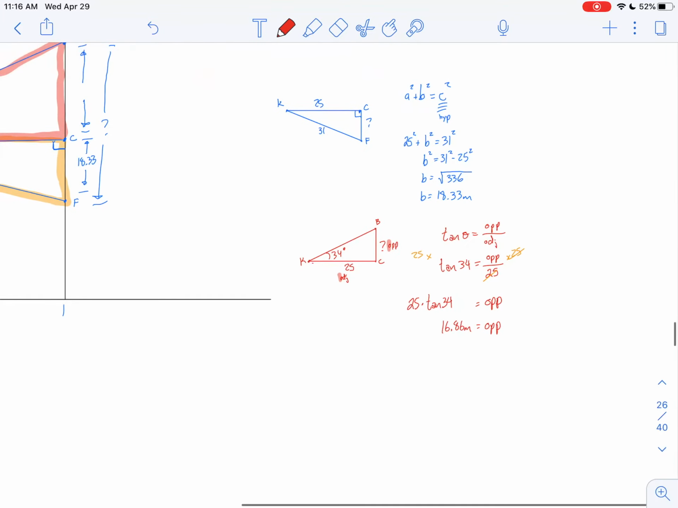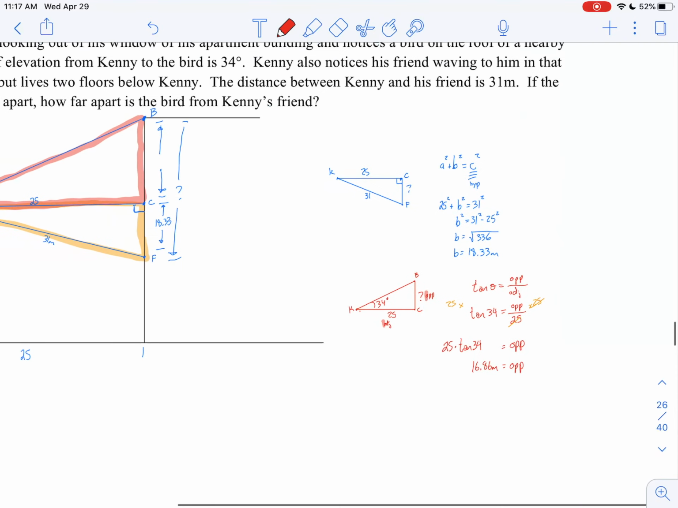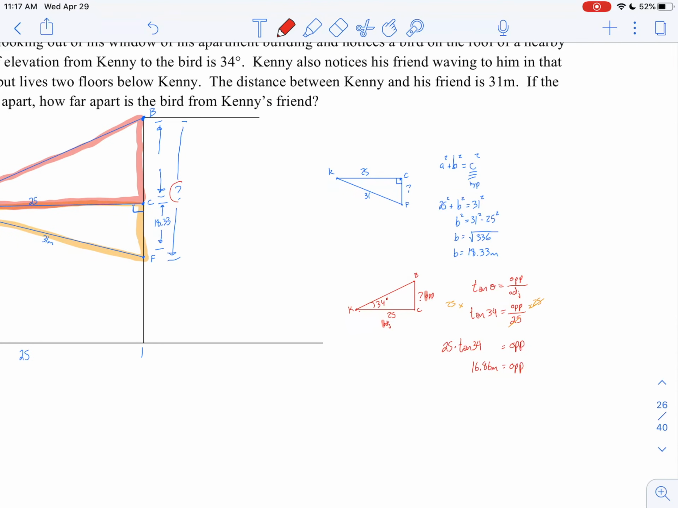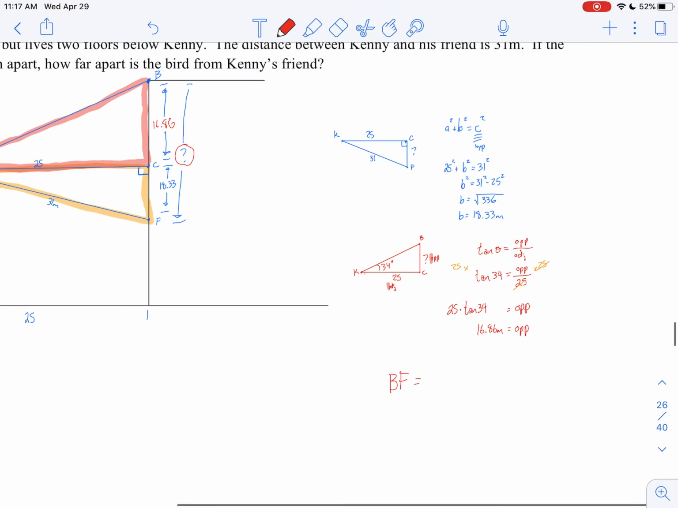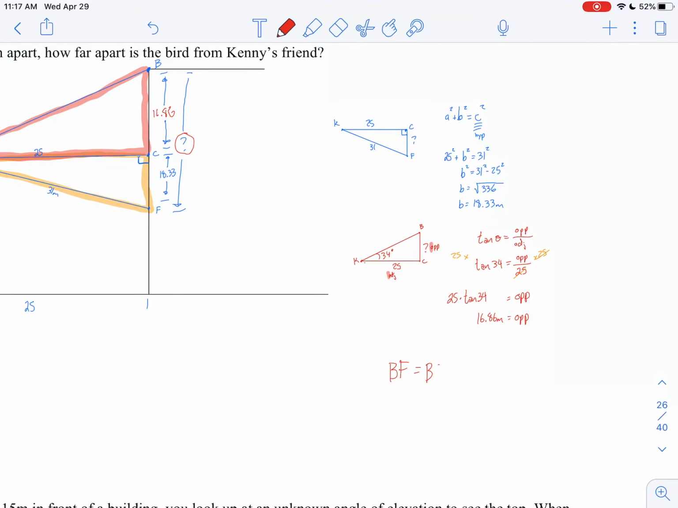So I've got a value of 16.86 meters. Then if I want to find the full distance, I'm actually looking for this full distance. If this is 16.86, I know that BF, the full length from B to F, is equal to BC, what we just found, plus CF.